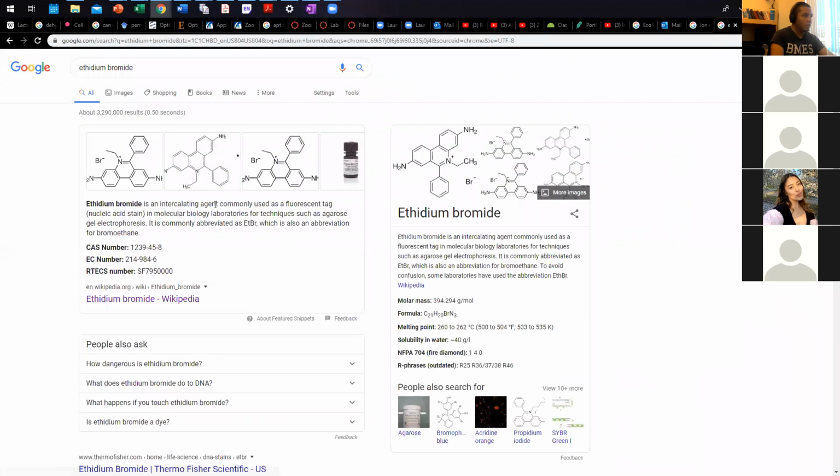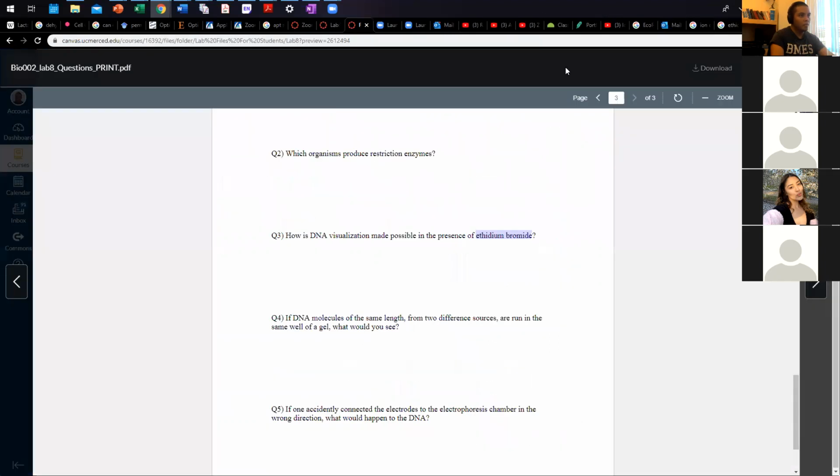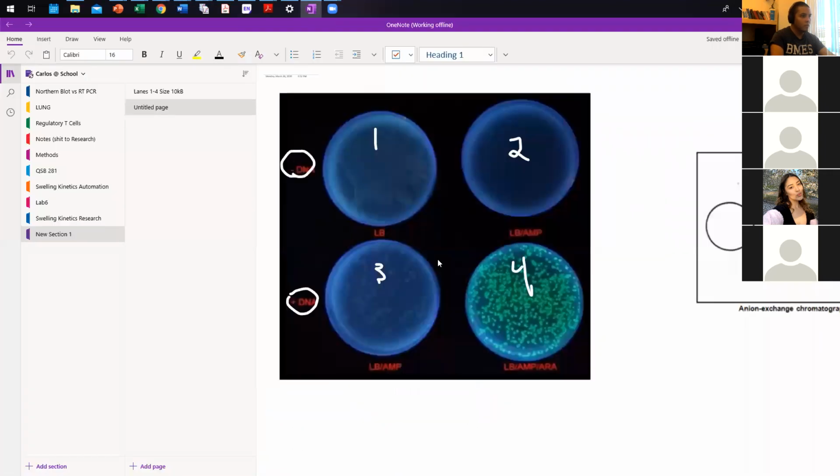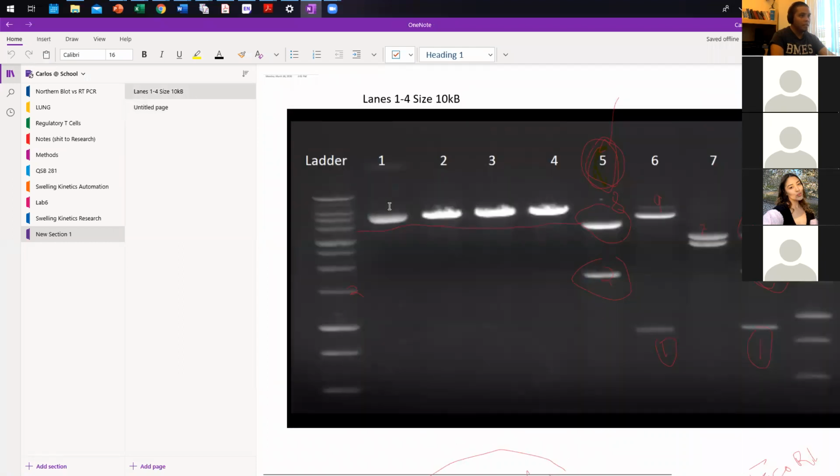Yeah, it's an agent commonly used as a fluorescent tag in molecular biology laboratories, in techniques such as agarose gel electrophoresis. And that's what gives the gels that we run in this lab, let's see, pull it up here. Oh no, that's the wrong one. That's what makes these gels glow.